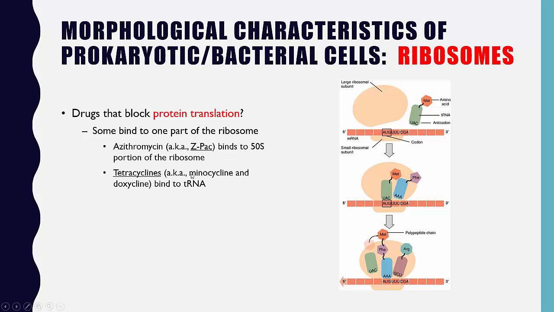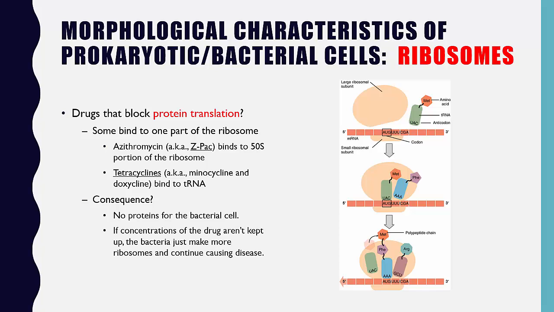Tetracyclines, aka minocycline, doxycycline, these are going to block transfer RNA. Okay, so transfer RNA, what are they bringing in? Amino acids. So if you don't get amino acids in there, how are you going to make a protein? Oh yeah, the cell can't actually. Consequences to blocking protein translation. No proteins for the bacterial cell.